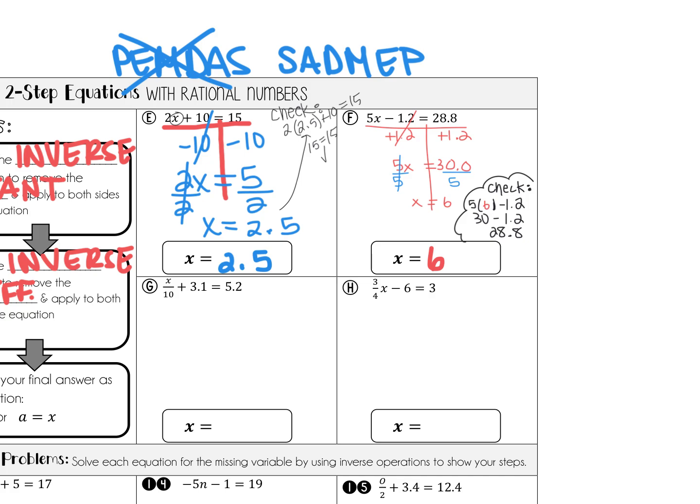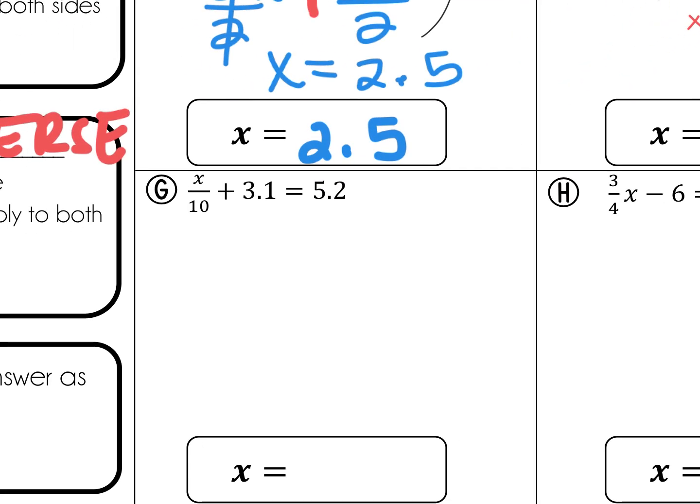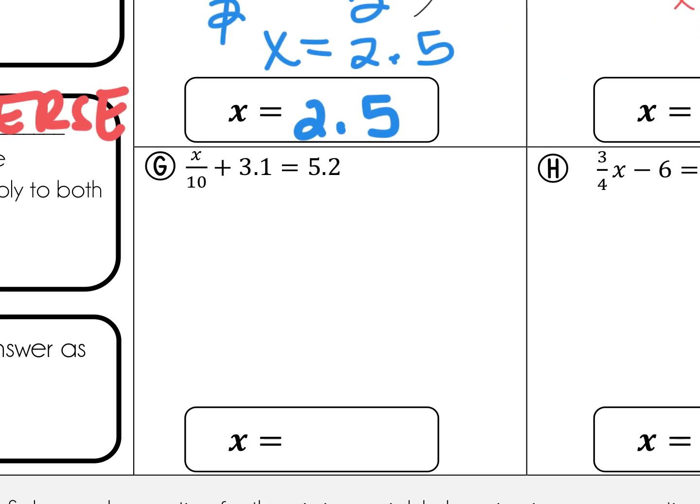If you'd like to start trying these on your own, you can simply pause the video and watch up until the end when I give that grand solution. Our first step will be to subtract 3.1 from both sides. This gets us a little bit closer to isolating our variable, but we're not quite there yet. On the right side, the difference of 5.2 and 3.1 is 2.1.